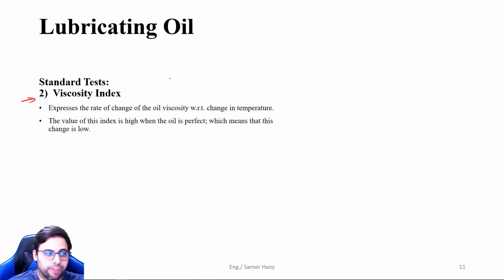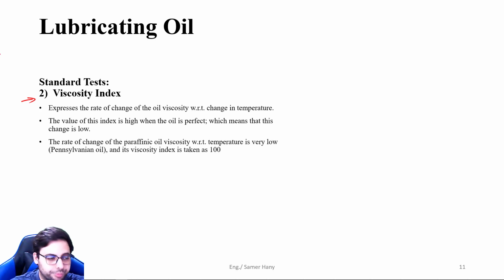Right? So the value of this index indicates the quality of the oil: the closer it gets to 100 or 100%, this means this is a very high quality oil, and when it's very low, closer to 0%, this means this oil is very bad quality. Okay, so what are our references, the 100% and 0%? How did we get to those values?